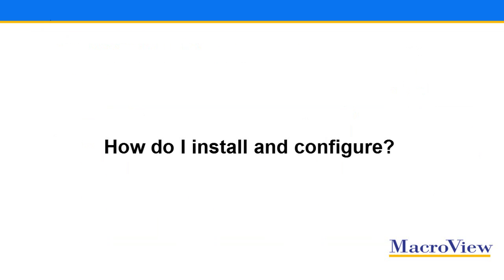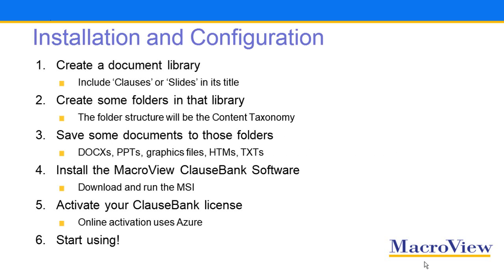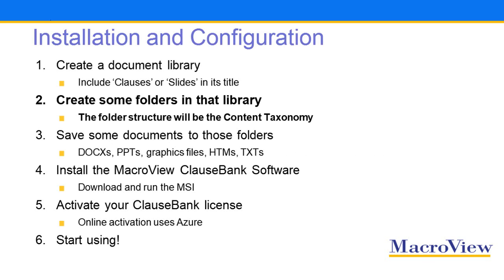In the last stage of our video, we'll see how easy it is to install and configure a new MacroView Clause Bank solution. It's a straightforward 6-step process. The first step is, within an existing site, create a document library whose title contains either clauses or slides. You can have multiple libraries if you wish. Step 2, create some folders in your document library. The taxonomy of content items displayed in your Clause Bank dialog will reflect that folder structure.